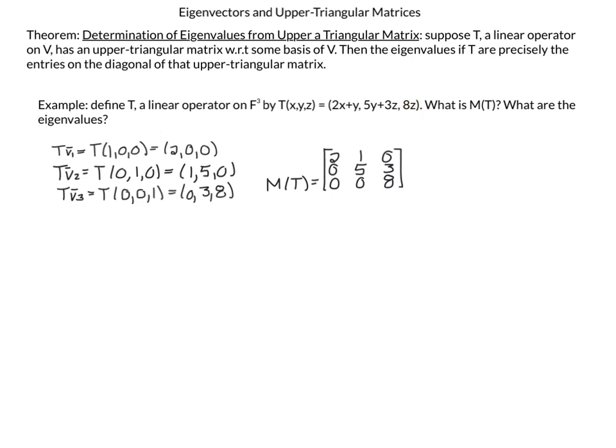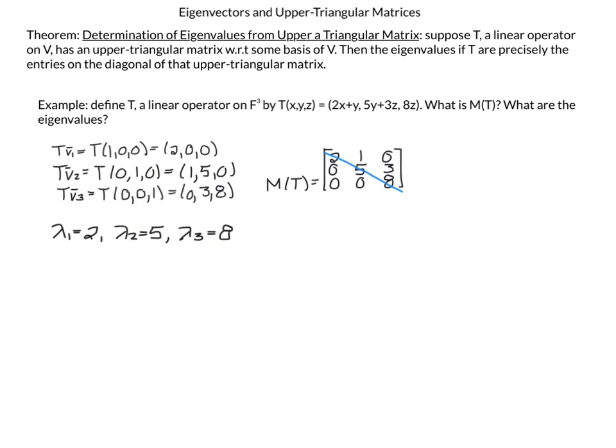So T of v1 was (2, 0, 0). That formed our first column of our matrix. T of v2 was (1, 5, 0), our second column vector of our matrix. And T of v3 was (0, 3, 8), our third column vector of our matrix. What this theorem then tells us is that our eigenvalues are along the diagonal. So that will be our 2, our 5, and our 8.